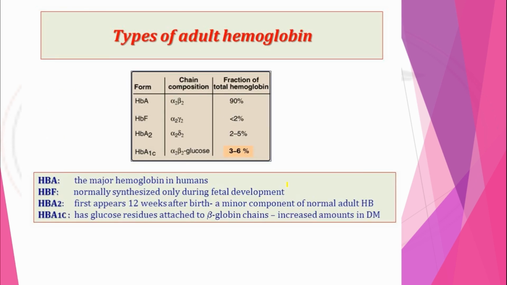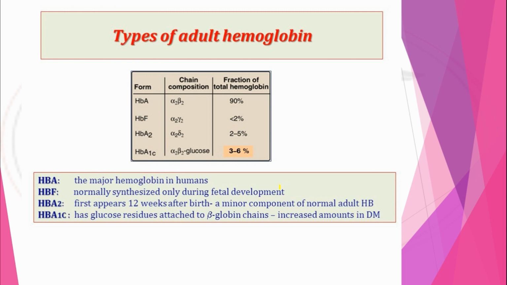So there are four types of hemoglobin: HbA, HbF, HbA2, HbA1c. HbA is the major hemoglobin in human beings, and HbF is normally synthesized during fetal development. HbA2 first appears 12 weeks after birth and is a minor component of normal adult hemoglobin. HbA1c has glucose residues attached to beta globin chains, and is increased in DM. So this is about hemoglobin.